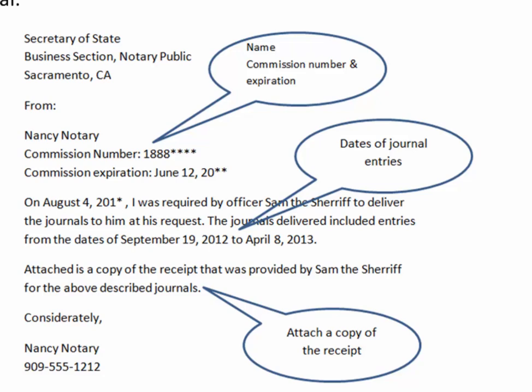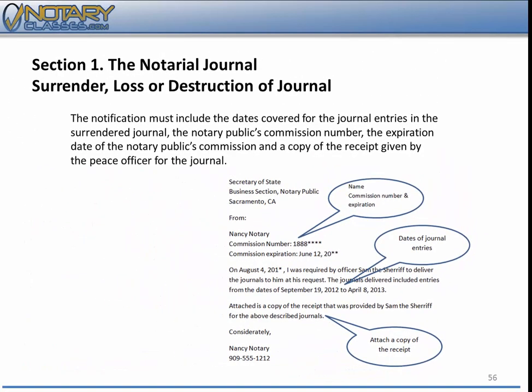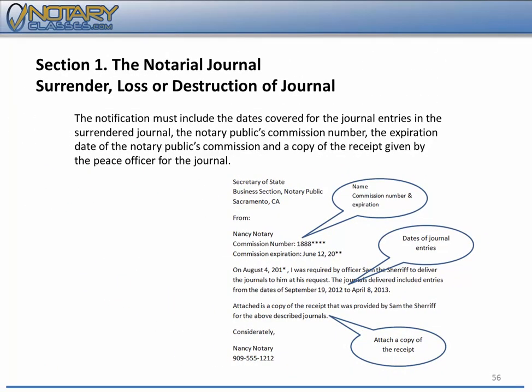So that journal is going to have a period of dates from the beginning to the end. You'll want to include the dates of those journal entries in your notification. You'll need to include your Notary Public commission number. That's how you're identified by the Secretary of State, is with your commission number. So be sure to include that. A copy of the expiration date of your commission, and a copy of the receipt that the peace officer gave for the journal.